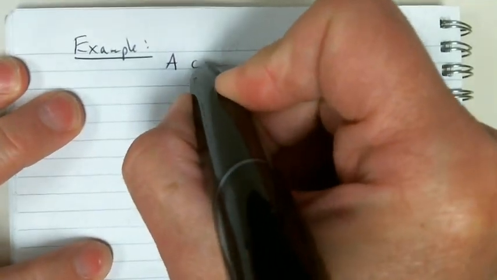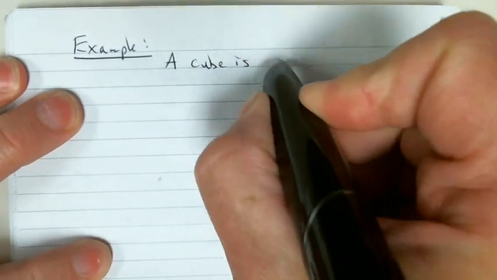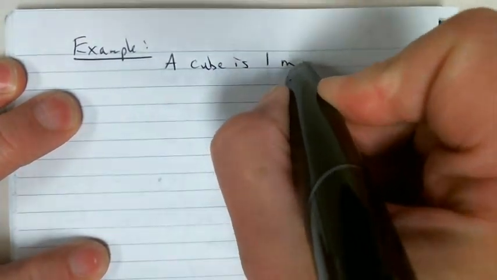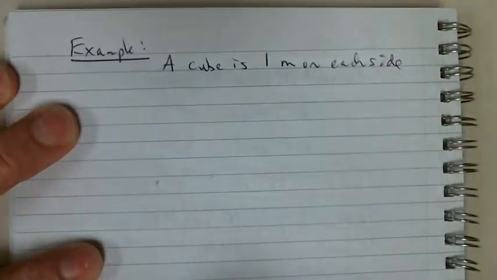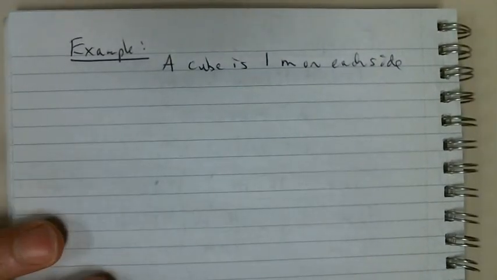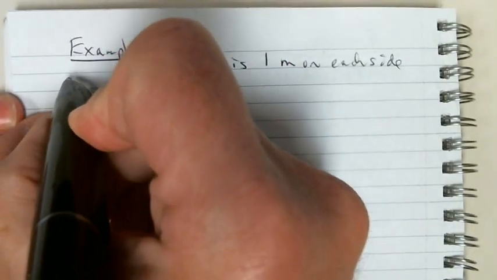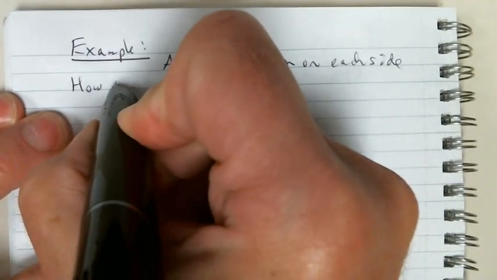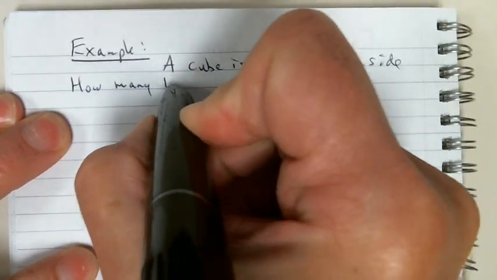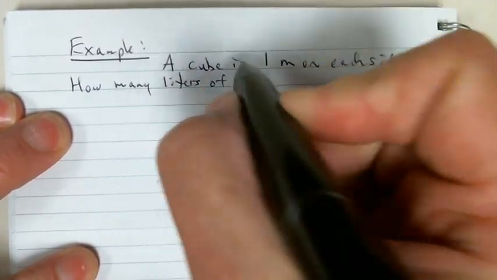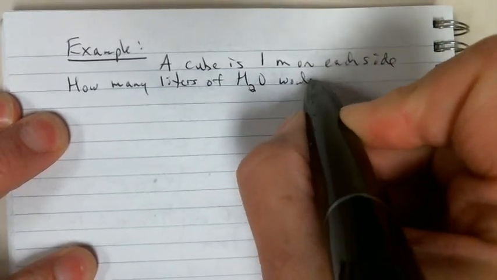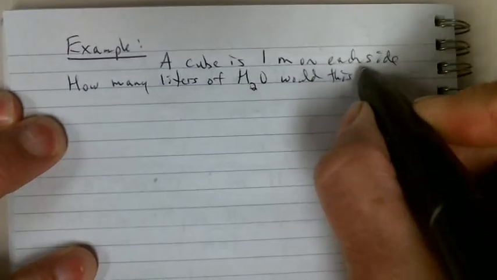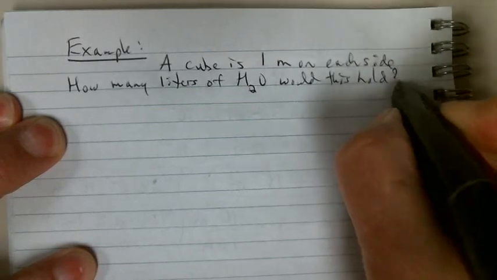So let's say we have a cube, and that cube is 1 meter on each side. So it's just a block, 1 meter each side. And the question is, how many liters of water would this hold? In other words, what's the volume, right?